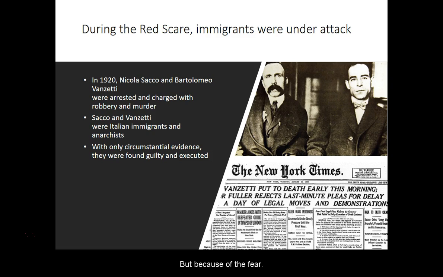But because of the fear and the fact that they were Italian immigrants who spoke very little English, they were charged with robbery and murder. And they were found guilty based on circumstantial evidence. The fact that they were Italian immigrants and they were anarchists. They believed in a lack of a government. They were executed. These two men were put to death because of fear.